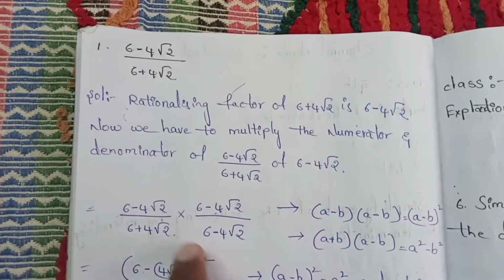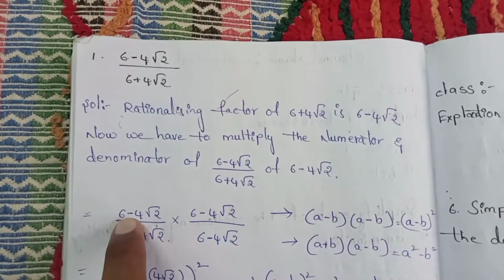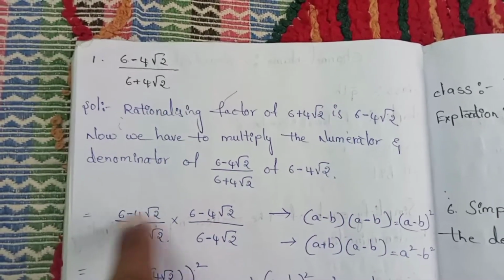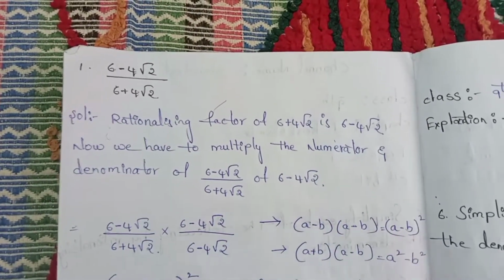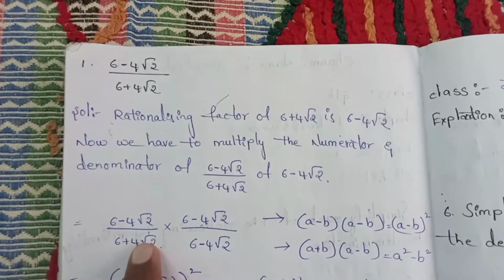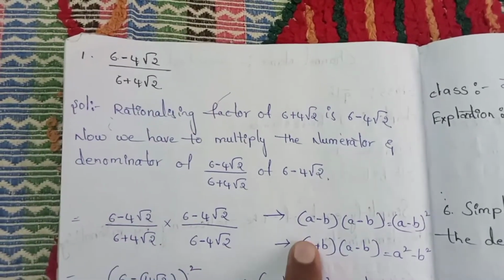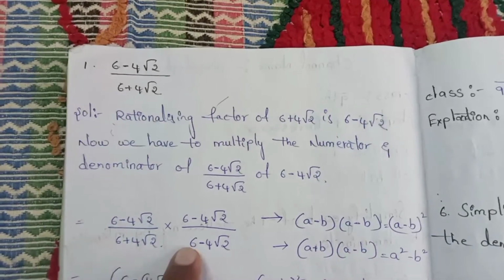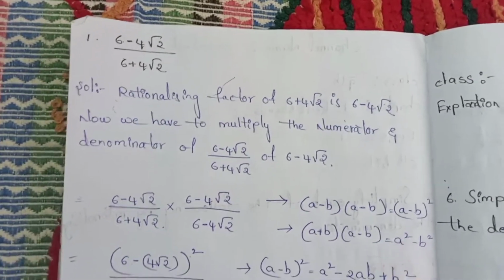Observe it very carefully. This is in the form a minus b, a minus b. A signs are equal and b signs are equal. So, a minus b whole square. And down is in the form a plus b into a minus b. A signs are equal and b signs are equal. So, a square minus b square.